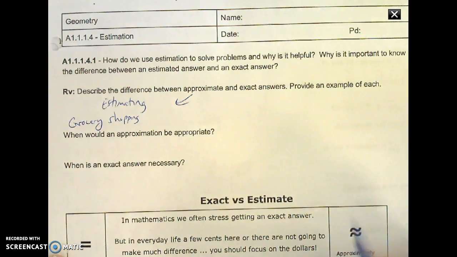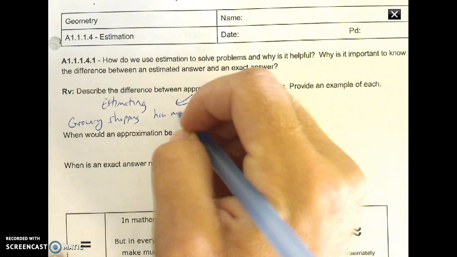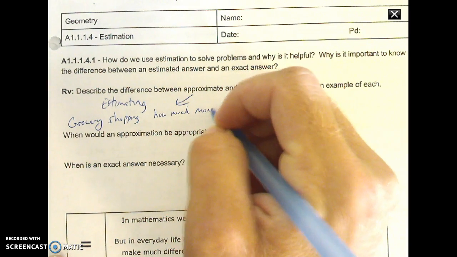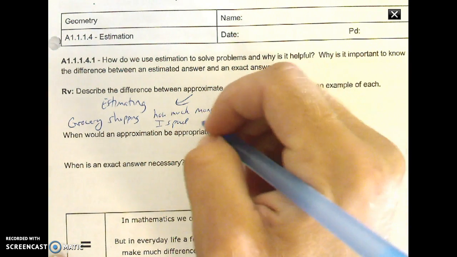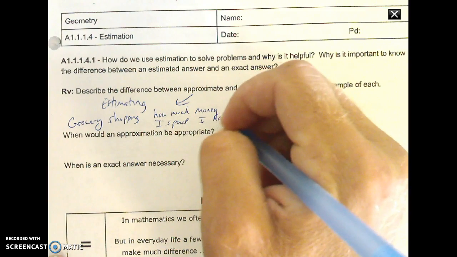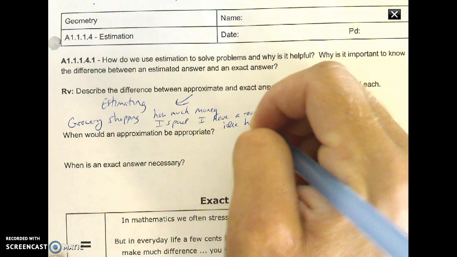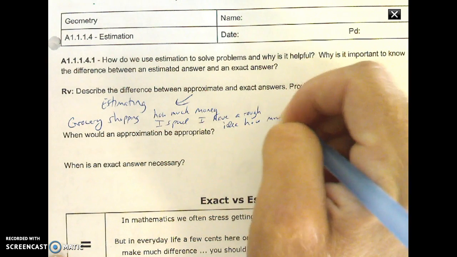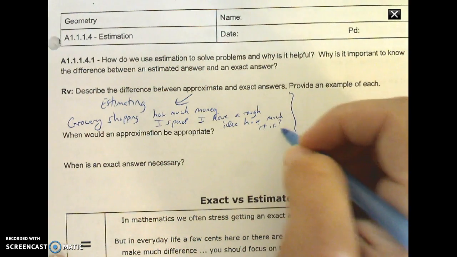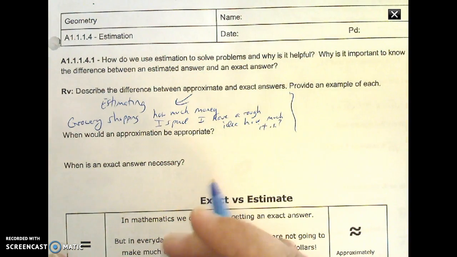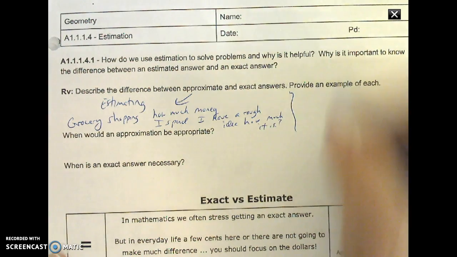In the back of my mind, I am keeping an estimate of how much money I spend, so that when I get to the register, I have a rough idea how much it is. Why is this important? Because I don't want to go up there and have a $200 bill and only have $50 in my pocket. Doesn't make any sense.